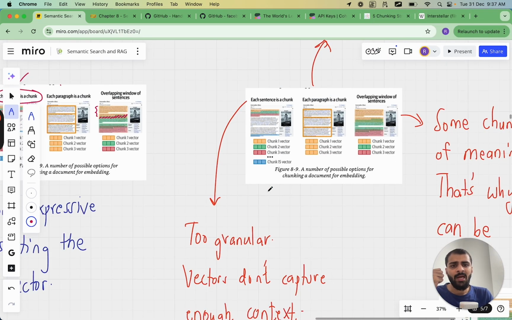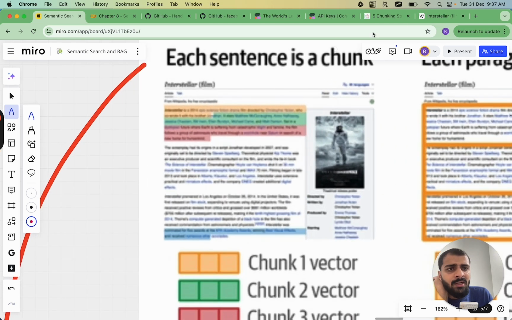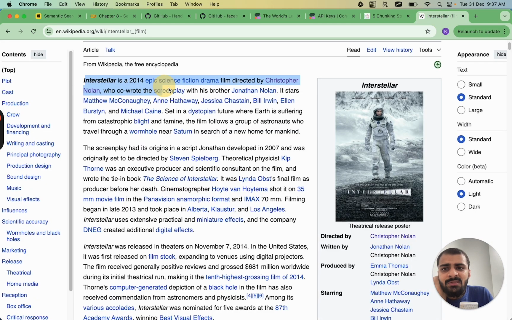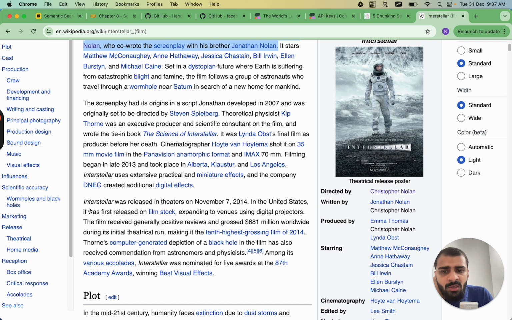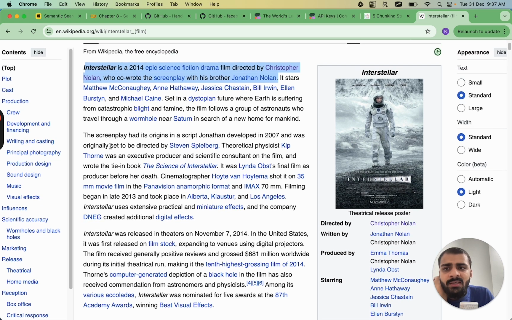So let us look at the advantages and disadvantages of each type of chunking. What is the type of chunking you should do and when should you do it? If you look at sentence level chunking, the problem is that it does not capture any of the context at all. For example, if I'm looking at the second paragraph, and I do sentence level chunking, I see that here the original script was to be directed by Steven Spielberg. That's what I get in the first sentence, and that's all the information in the first chunk.